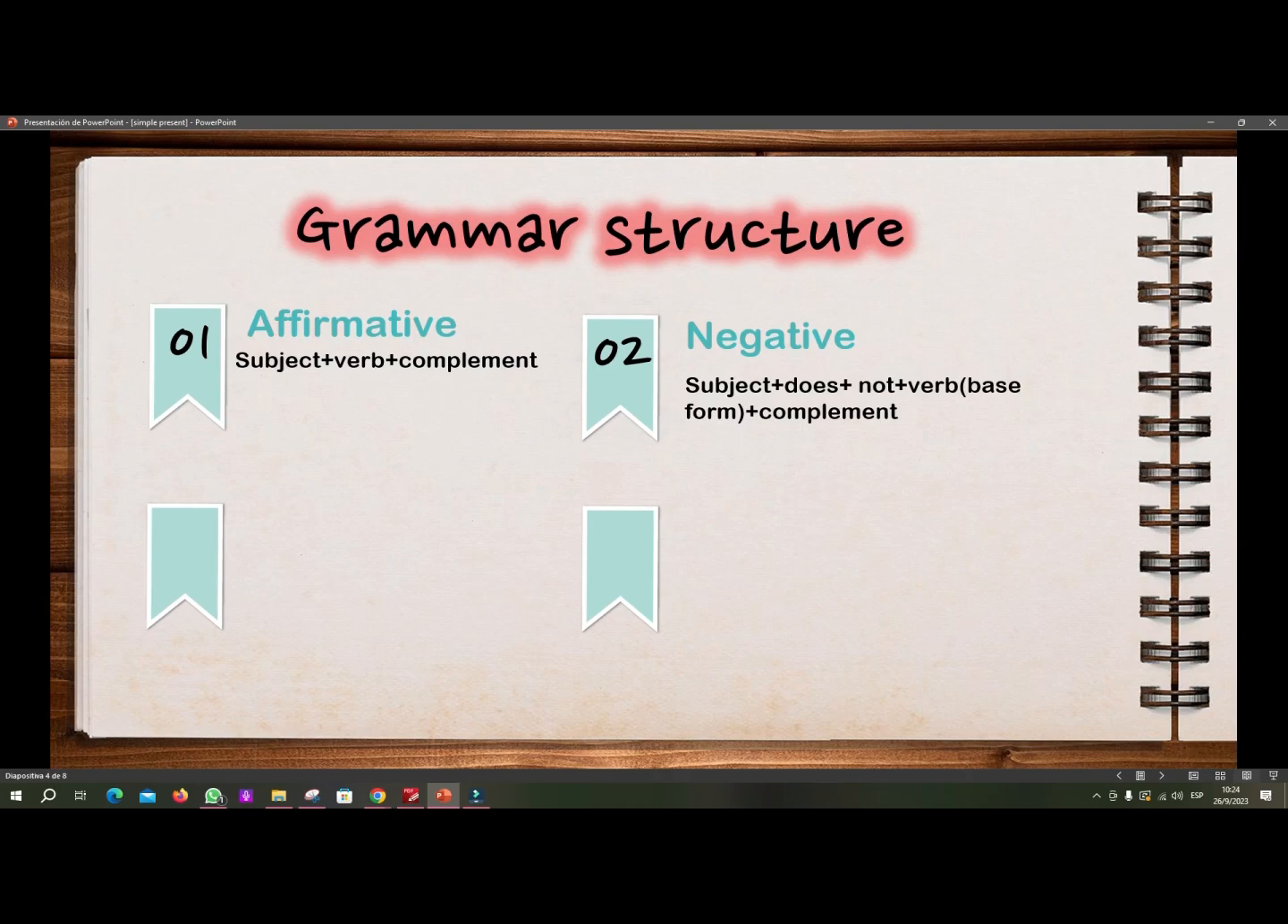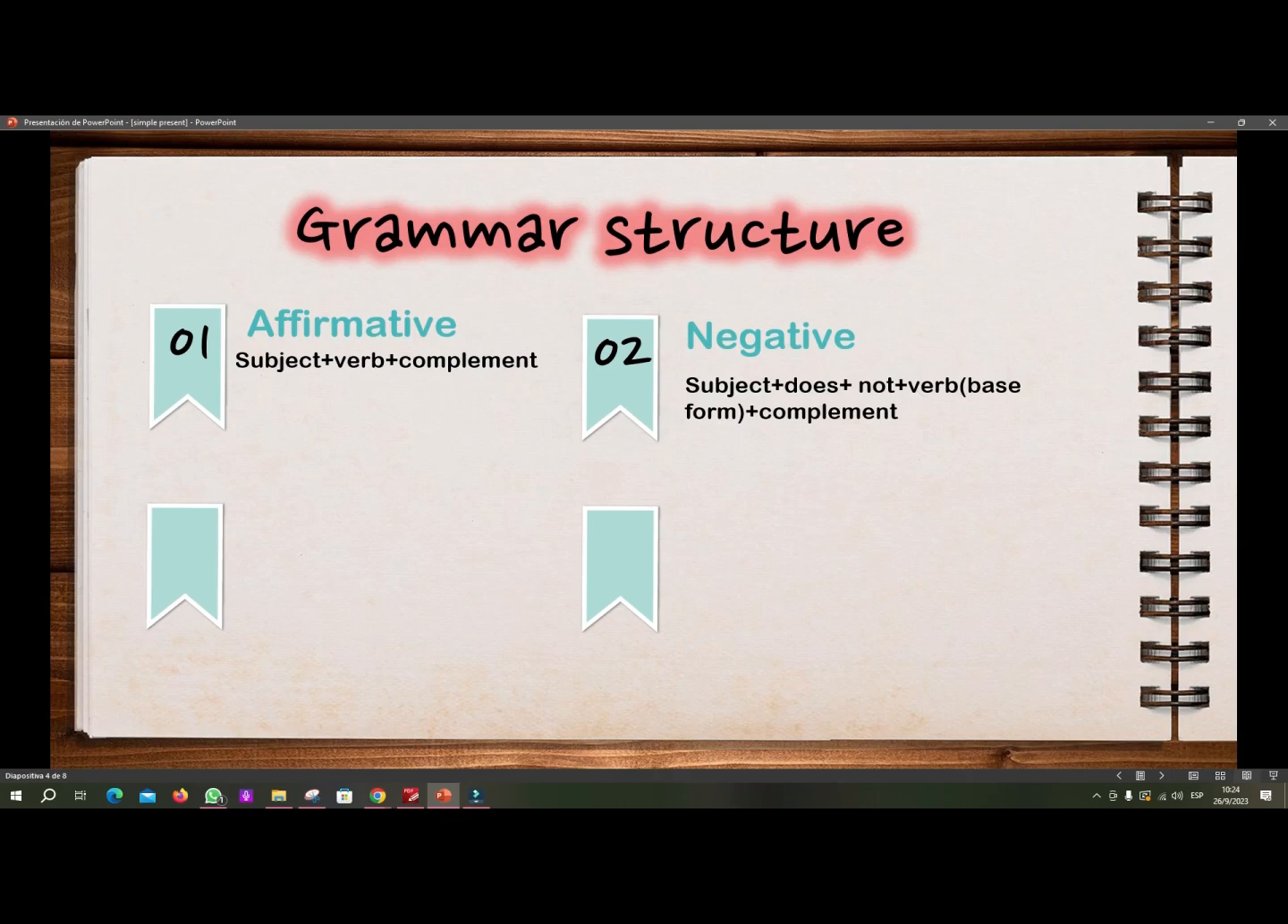¿Qué pasa con las oraciones negativas? En las oraciones negativas, después del sujeto, nosotros vamos a utilizar el auxiliar does más la palabra not. Como ya tenemos este auxiliar en presente simple, nosotros no vamos a agregarle S, ES o cambiar, ¿verdad?